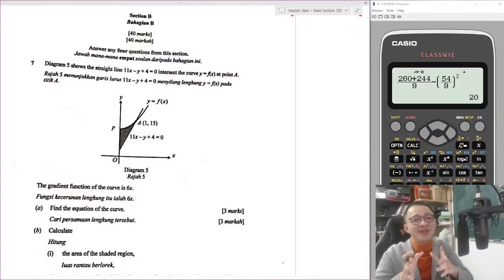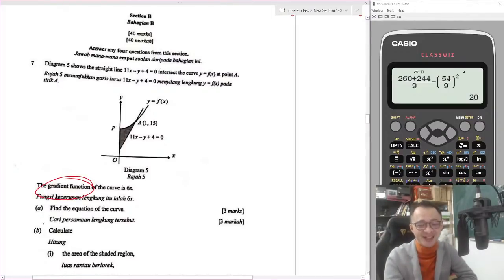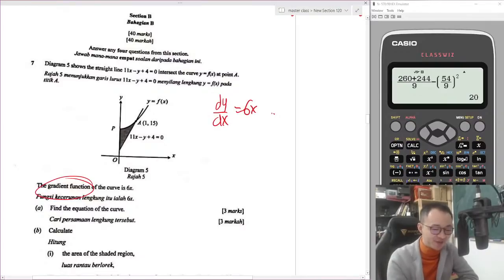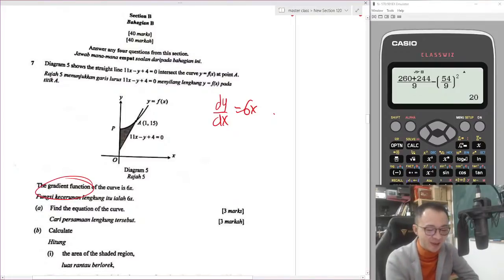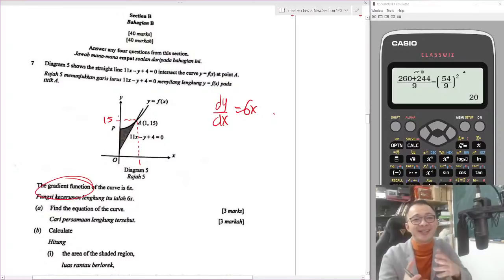Now we want to do integration. Let's do it. We have a gradient function. We know the gradient function is basically dy dx, so dy dx equals 6x. This is the first information I have. Then I have a straight line, 11x minus y plus 4 equals 0, which intersects the curve at a point A. You can see over there, here at least I know this is 1, this is 15. This is the reason why they give you the point A. It isn't given for fun.